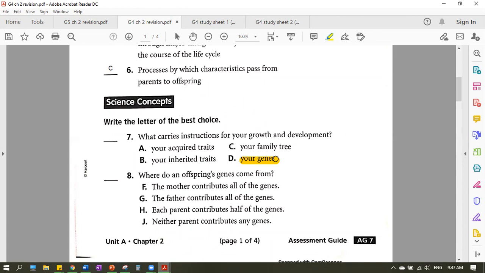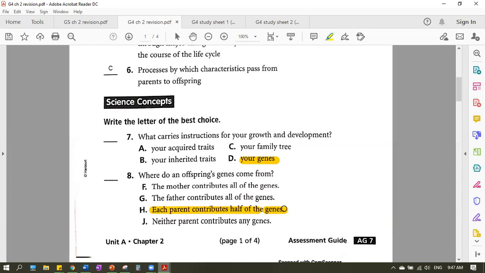Number 8, Lyanne will be the one answering. Where do an offspring's genes come from? Try to focus on the choices, Lyanne. The mother contributes all of the genes, or the father contributes all of his genes, or do you think that we get half of the genes from the mother and half from the father, or we don't get any of the genes? H, yes, each parent passes half of his genes to his offspring.